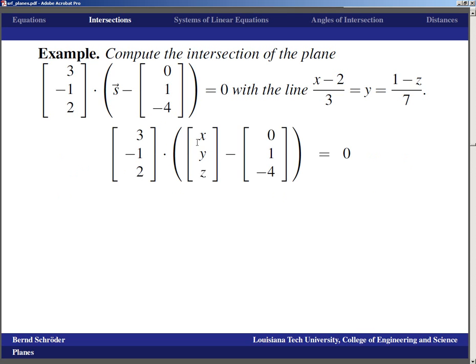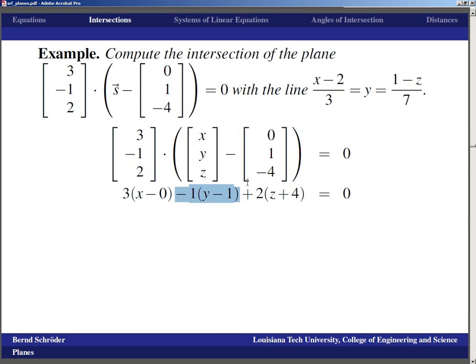Well, 3, negative 1, 2 dot x, y, z minus 0, 1, negative 4. If you work that out directly, that's 3 times x minus 0, as we have here. Then we have minus 1, so minus 1 times y minus 1, which is what we have right here.